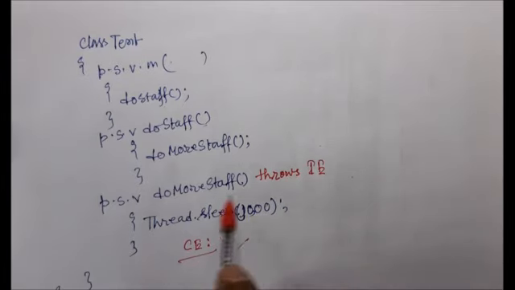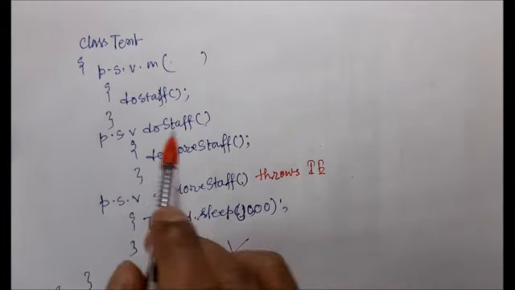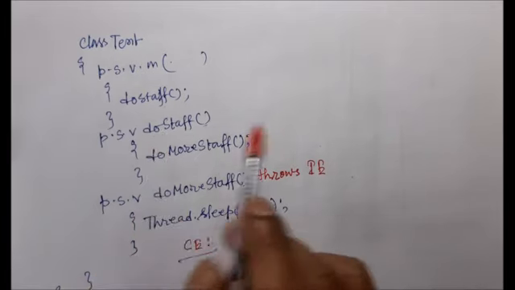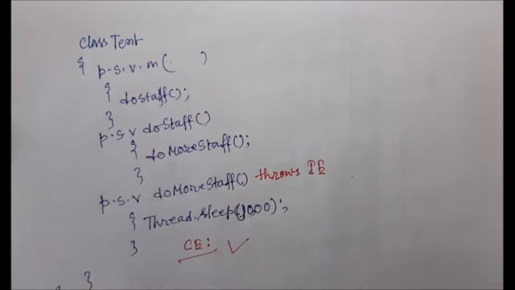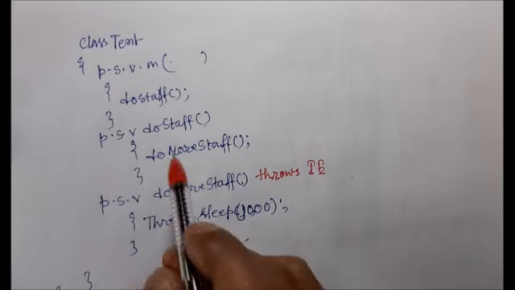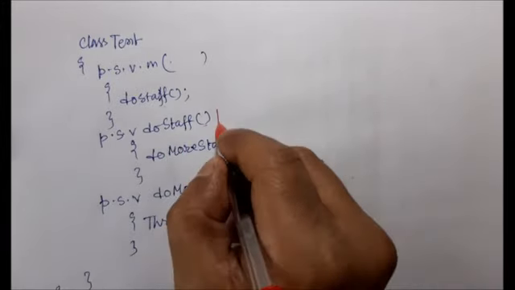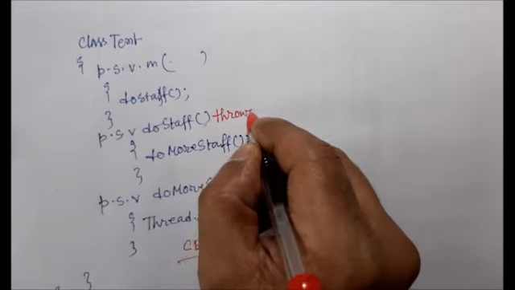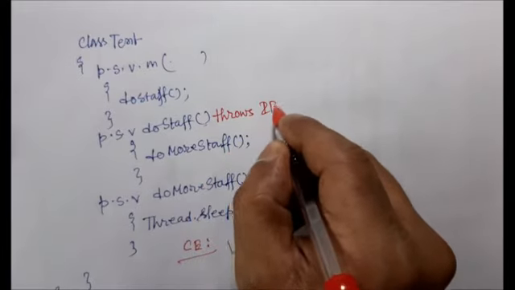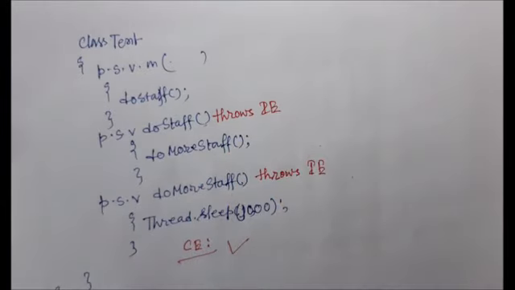because doMoreStuff is going to throw the responsibility to doStuff. Here doStuff has also not handled this code by using try catch. So doMoreStuff is thinking that I am going to deliver my responsibility to my caller method. Who is calling this method? doStuff, and the main method is calling doStuff. So there also we can use the throws keyword, throws InterruptedException, right?